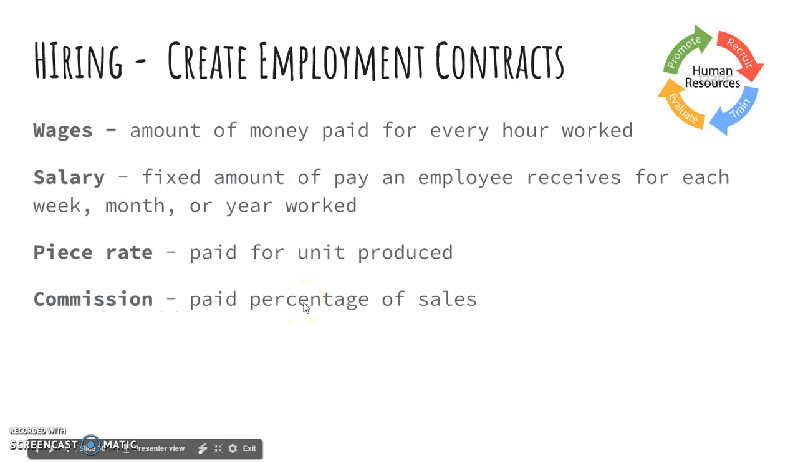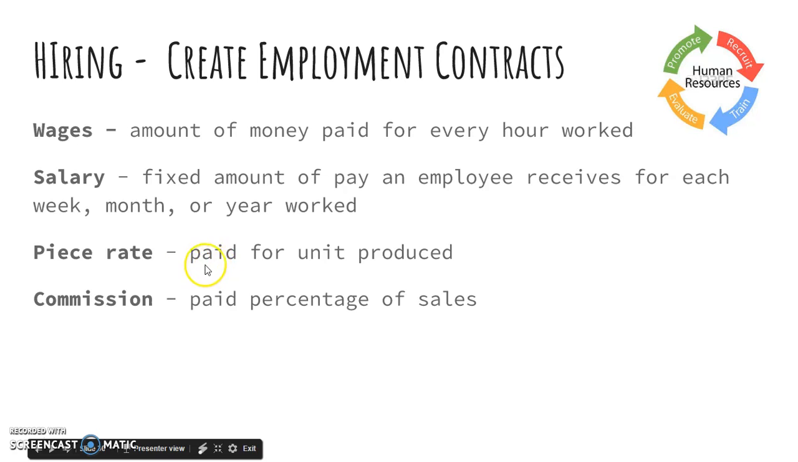Now, when it comes to different ways of compensating our employees, there's a couple different ways you can go about doing it. Wages, the amount of money paid for every hour worked, which is what a lot of you who have part-time jobs are being paid, an hourly wage, an hourly rate. There's a salary, which is a fixed amount of pay that an employee receives for each week, month, or year worked. Doesn't matter how much work you do, you get paid the same amount.